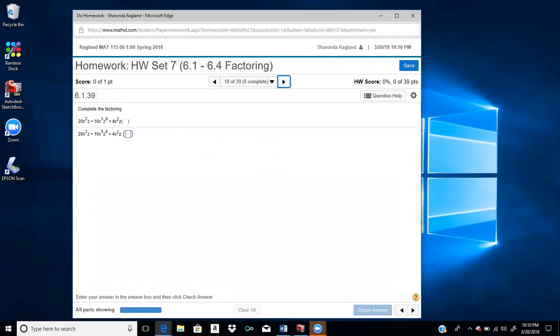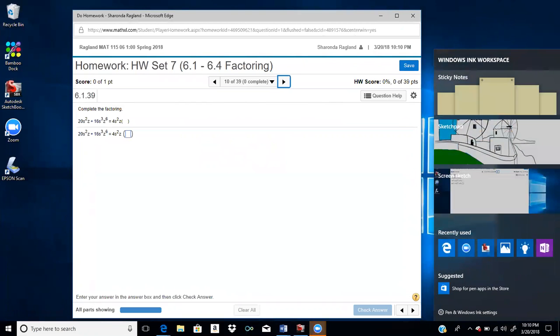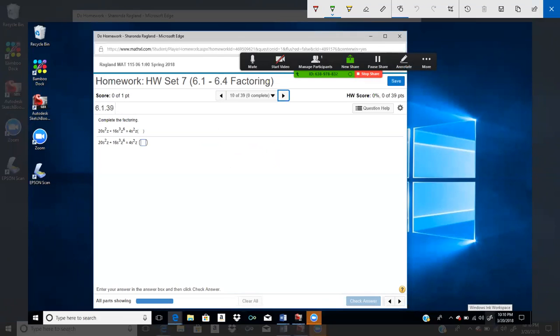All right, so let's look at this one. This is more involved. If we have 20s squared z plus 16s cubed z to the 6th, so let me look at s squared z. We're seeing what do they have in common? What's the GCF?